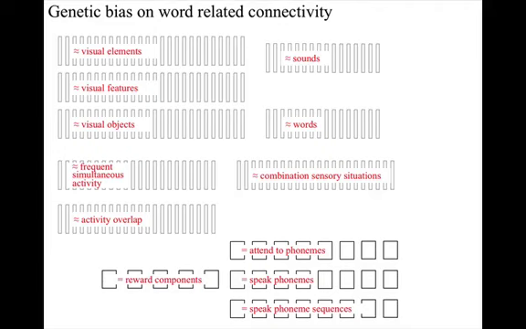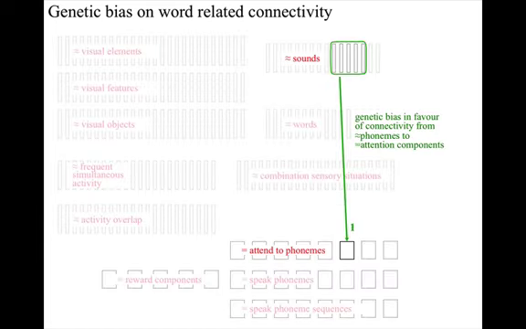In the last section, we looked at how genetically biased connectivity can improve the learning of associations between hearing phonemes and speaking phonemes. Now, let's look at how learning words is handled in the same architecture, building on the learning of phoneme-related behaviors.